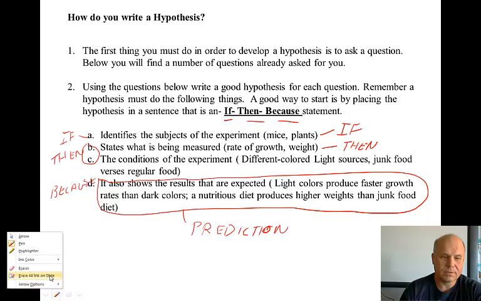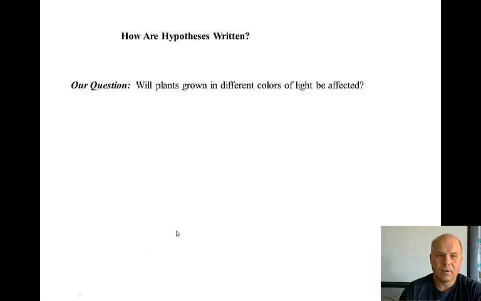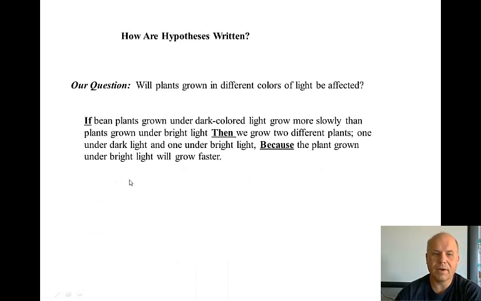All right, so how do we go about doing this? Let's erase this stuff. All right, so if I give you a question, which is the first step, will plants grow in different color lights be affected? So this is it. This is the question. How are plants going to grow when the lights are different if we change the color of the light? The hypothesis I wrote for this: if bean plants grow under dark color light more slowly than plants that are grown under bright light. So here's the if part.